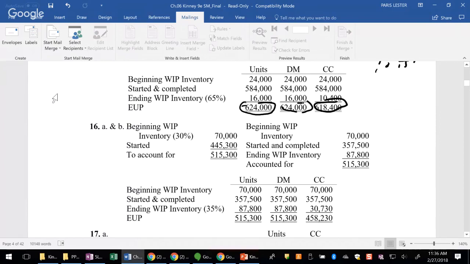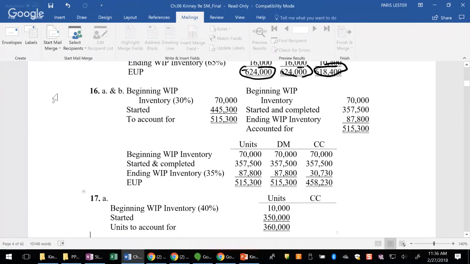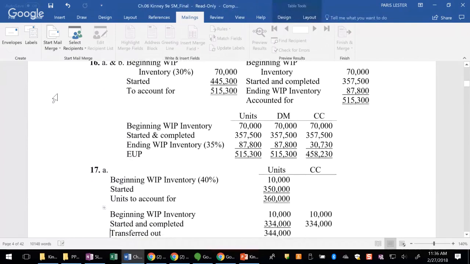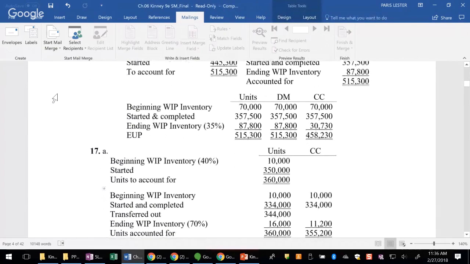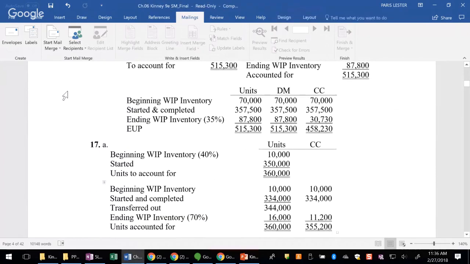355,200. The accrual units. All right, you got 355,200. That's conversion cost, okay? All right, Sophia, how about Olivia?